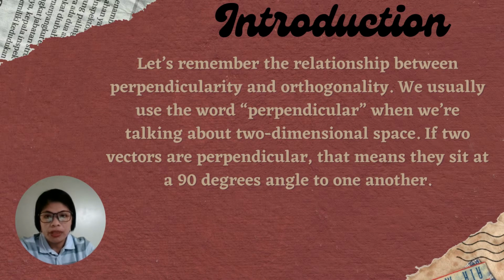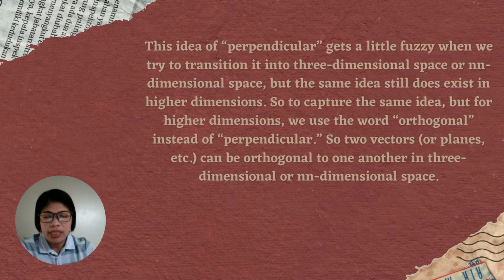We usually use the word perpendicular when we're talking about low-dimensional space. If two vectors are perpendicular, that means that they sit at a 90 degree angle to one another. This idea of perpendicular gets a little fuzzy when we try to transition into three-dimensional space or n-space, but the same idea still does exist in higher dimensions.